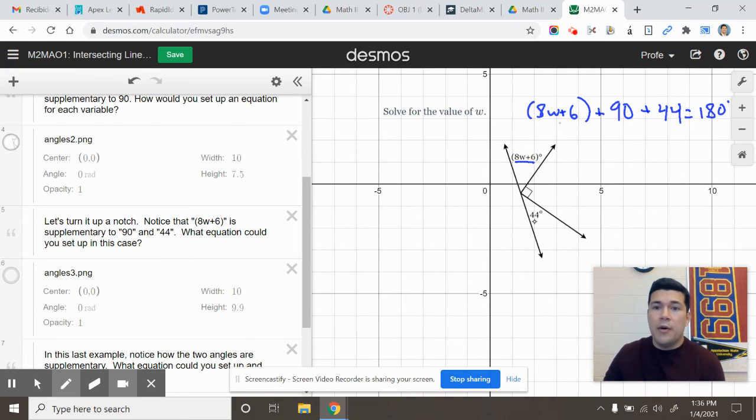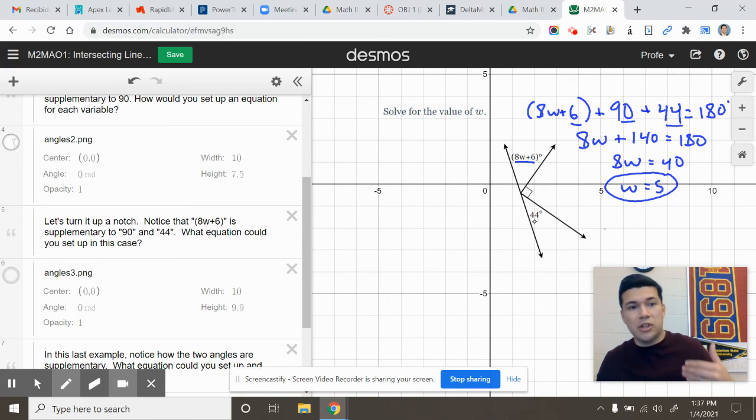These three angles form an angle equal to 180. That's supplementary. So I can start solving this equation. I can say 8w plus, and I can add my 6, my 90, and my 44. Let's see, that's 96, 100, 140. Equals 180. Then I can subtract 140 from both sides and say 8w equals 40, which means if I divide both sides by 8, w equals 5. Now you can see all that you learned about solving equations. It's all coming back. It's all in action right here. So w equals 5. I've solved for w.